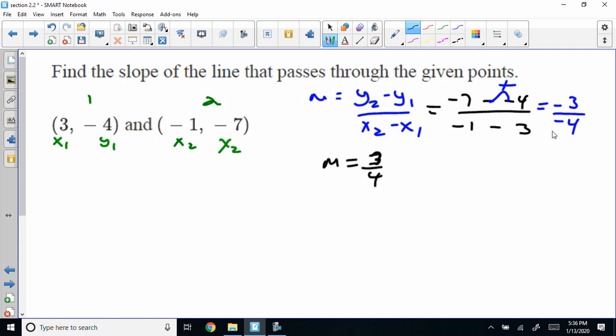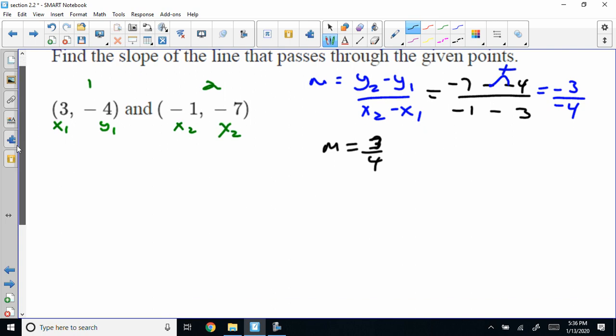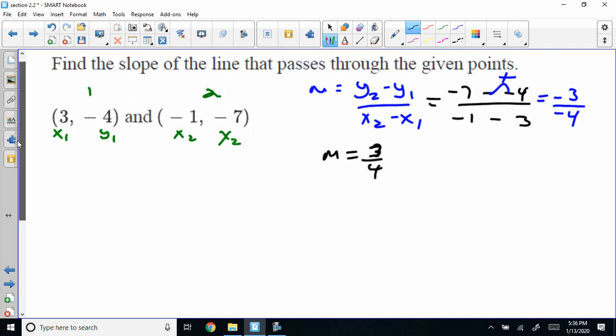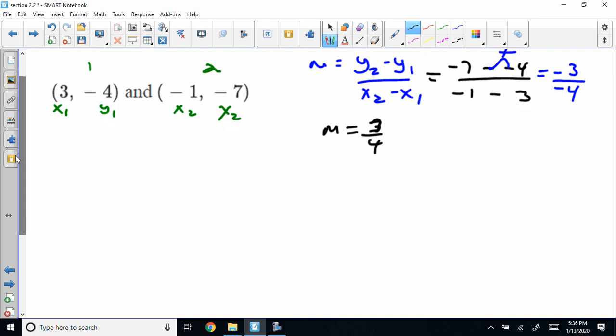Where's our negative sign go? Right here? Negative divided by negative is a positive, right? All right. So, is that like the answer? Yeah, that's it. Find slope. Yeah. So this is traditional, right?